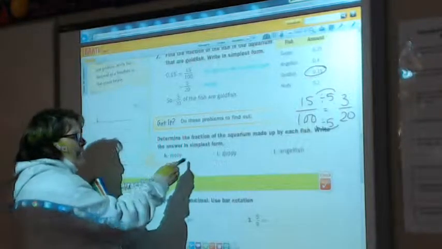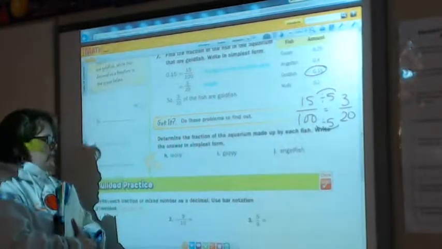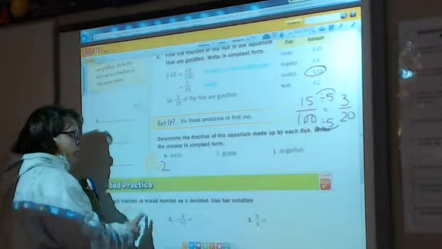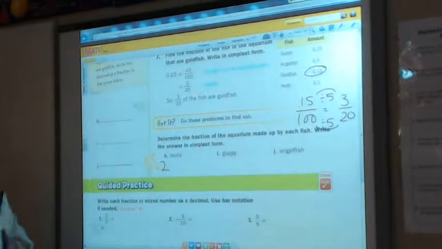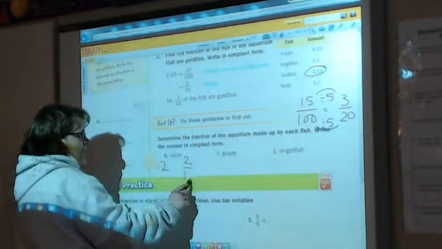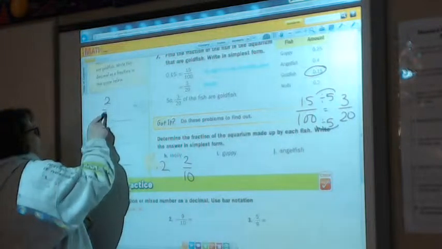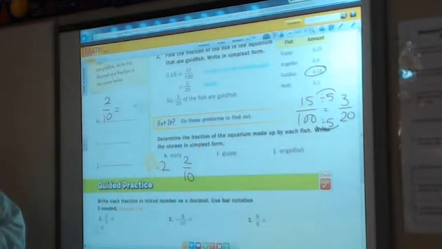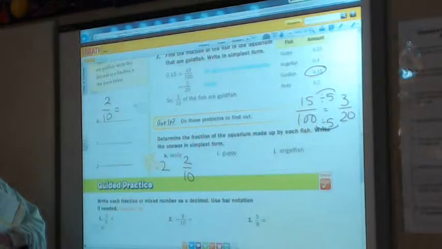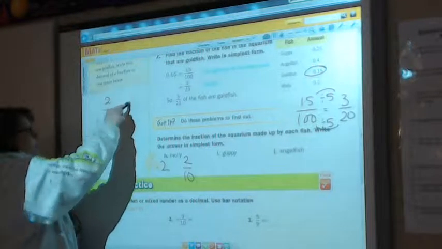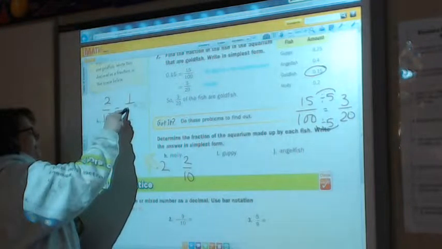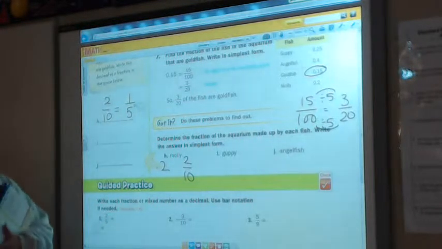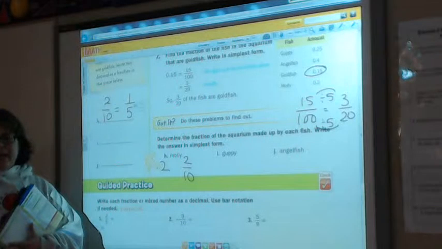So now you have to do Molly, guppy, and angelfish. Molly is 0.2. So 0.2 is 2/10, right? But we need to simplify that. What number can go into both 2 and 10? Well, it's easy. 2 can go into both. 2 goes into 2 1 time, and 2 goes into 10 5 times. Okay? Now you do I and J by yourself. Pause your computer, do I and J, and then come back.